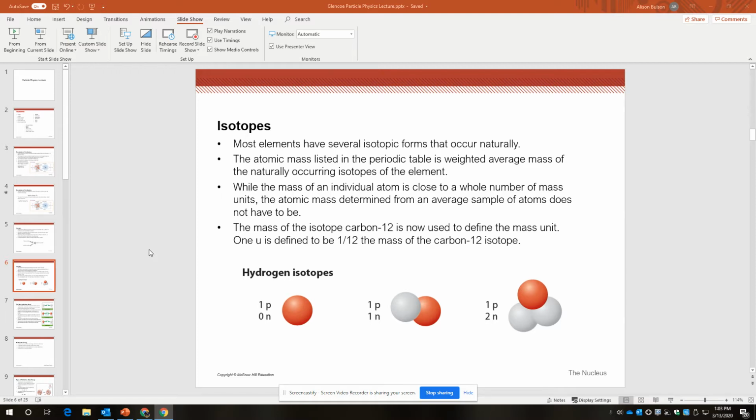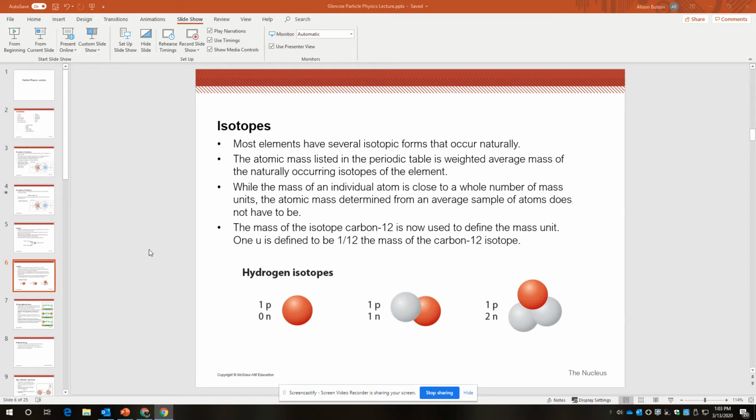So the mass of an individual atom is close to a whole number of mass units. However, the atomic mass is determined from an average sample. The atomic mass, which is determined from an average sample of atoms, does not have to be. It's the weighted average of those naturally occurring isotopes. It's, I think, almost always a decimal measurement.